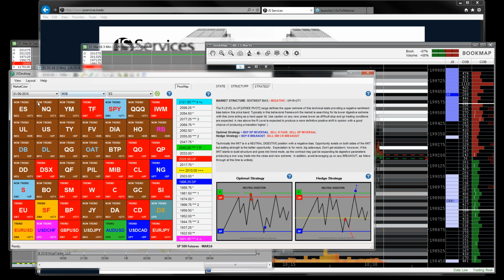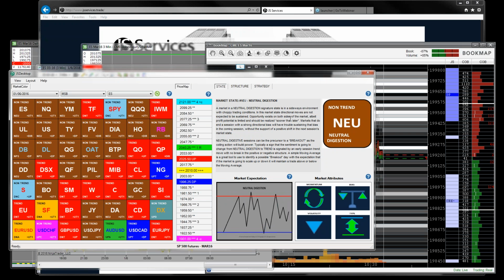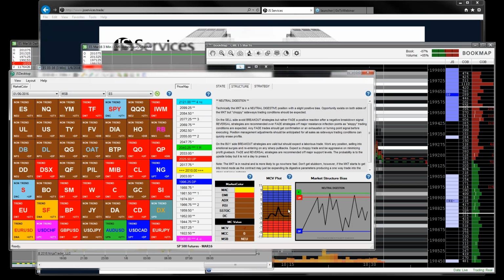This is our market grid. You can quickly flip through markets. I'm looking for opportunities to fade momentum. Digestive market states might be a good one for me to do that. What's the condition? Here's a neutral digestion. What's the structure of that condition? This is going to help me identify.